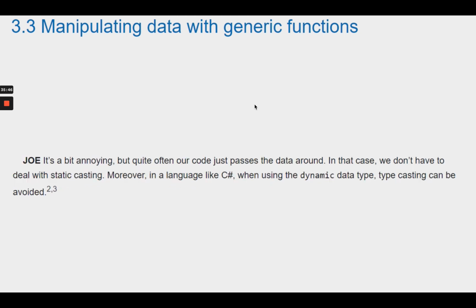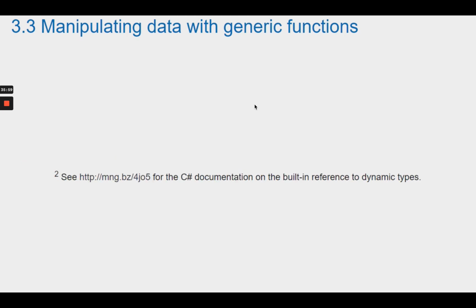Joe: It's a bit annoying, but quite often our code just passes the data around. In that case, we don't have to deal with static casting. Moreover, in a language like C#, when using the dynamic data type, typecasting can be avoided. Footnote 2. See this link for the C# documentation on the built-in reference to dynamic types. Footnote 3. See Appendix A for details about dynamic fields and typecasting in C#. Tip. In statically typed languages, we sometimes need to statically cast the field values.